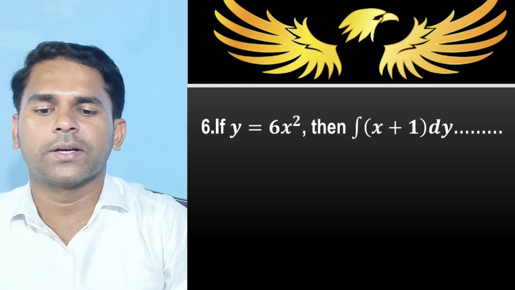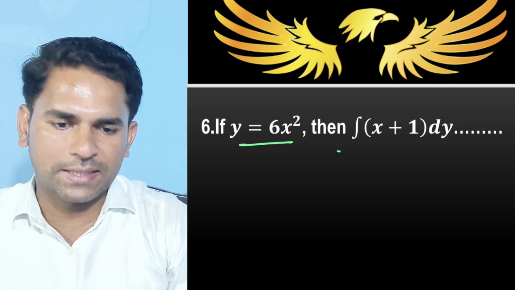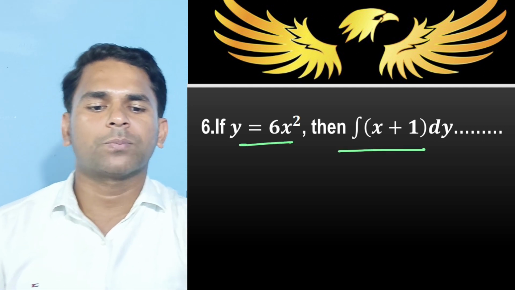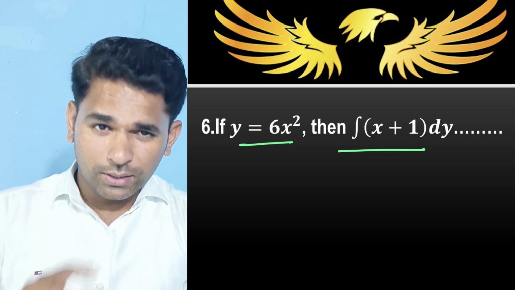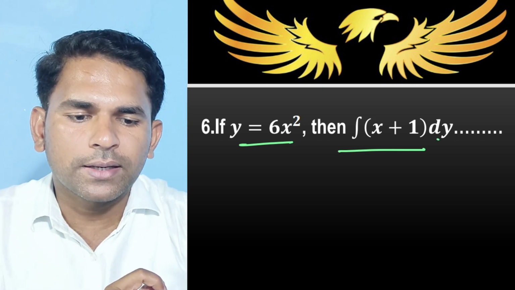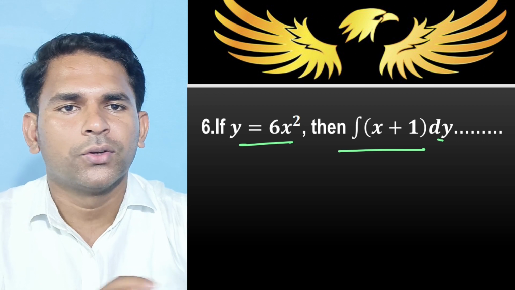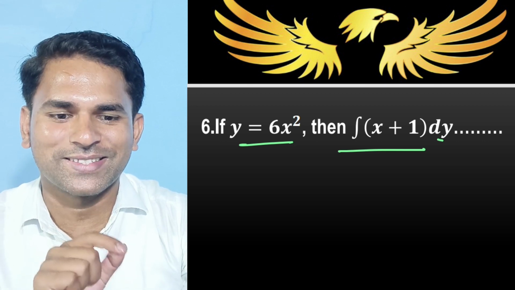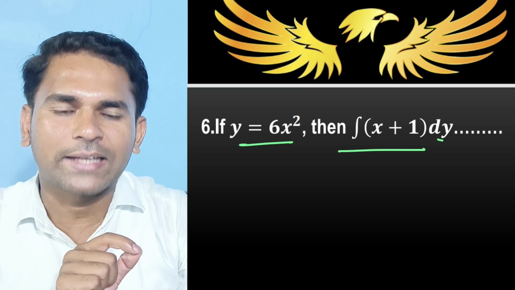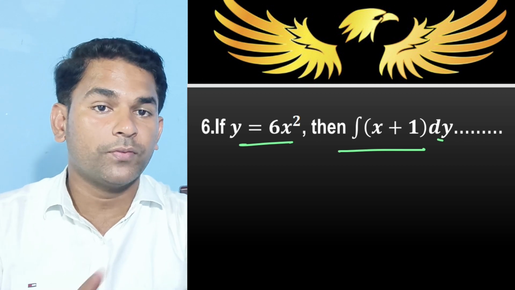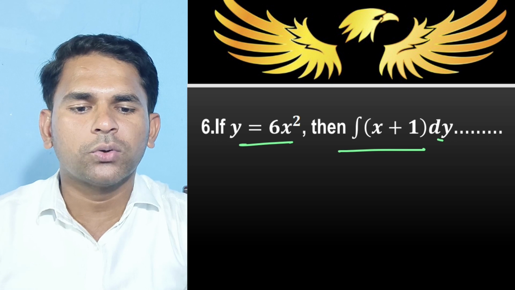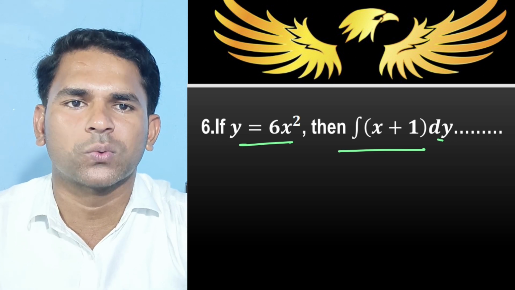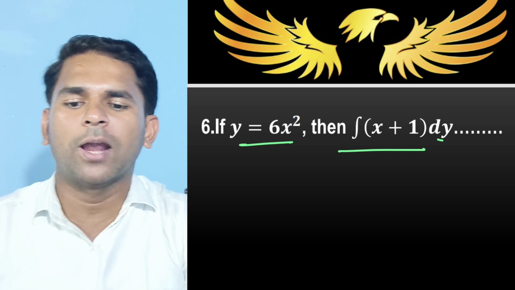There is given y is equal to 6x square, then asking for the integration of (x plus 1) dy. Listen to one thing. Here dy is given and here x plus 1 is there, so we cannot do the integration. First we need to convert either this value or this one. We will convert with the help of this.